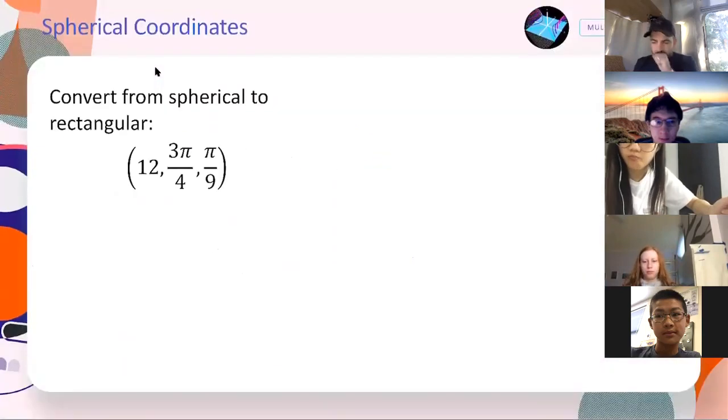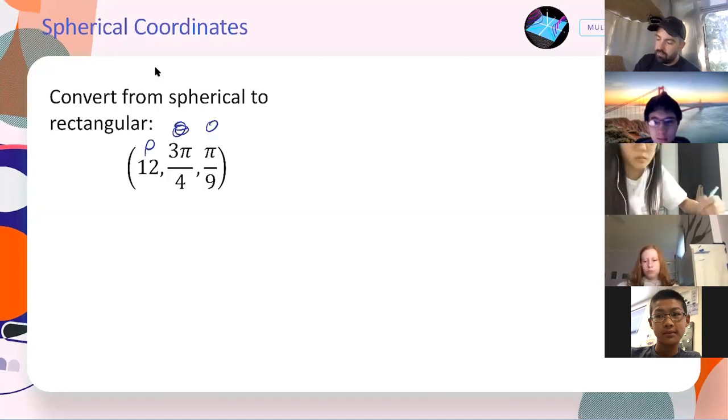Okay. So here we're going to convert from spherical to rectangular. So this is my rho, my theta, and my phi.